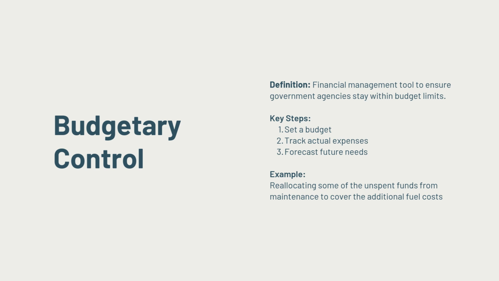The agency can then reallocate some of the unspent funds from maintenance to cover the additional fuel costs, ensuring that they stay within the overall budget while continuing to provide uninterrupted services. In the public sector, budgetary control ensures that every penny is accounted for and that resources are used effectively to meet public needs. For public administrators, budgetary control is essential for maintaining financial discipline and ensuring that projects remain on track without risking overspending.